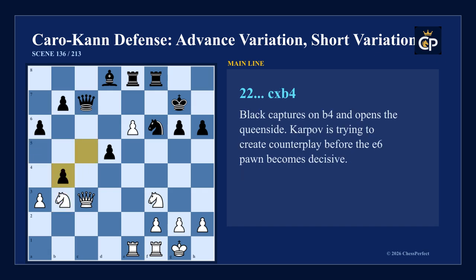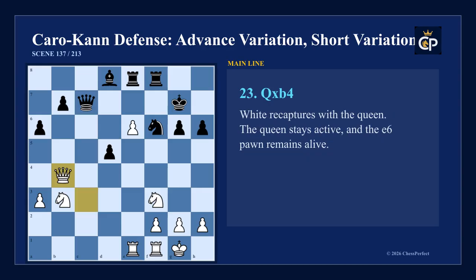c takes b4. Black captures on b4 and opens the queenside. Karpov is trying to create counterplay before the e6 pawn becomes decisive. Queen takes b4. White recaptures with the queen. The queen stays active, and the e6 pawn remains alive.